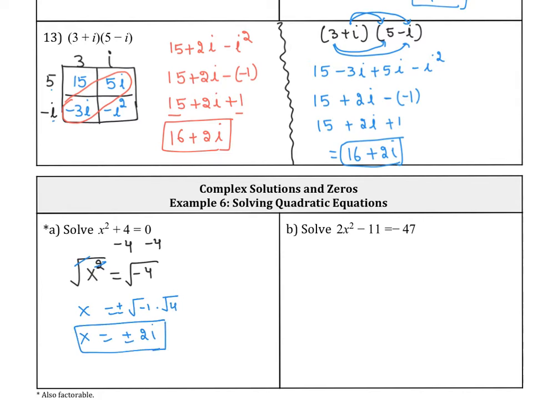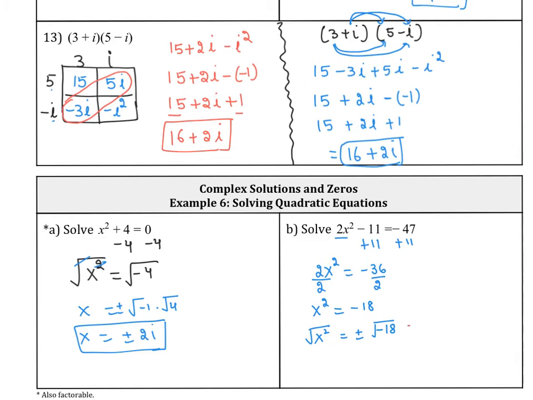For letter B, you're going to isolate the 2x squared term. So you're going to add 11 on both sides. So you're going to get 2x squared equals negative 36. Divide by 2 on both sides. x squared equals negative 18. Now you're going to take the square root on both sides. You get plus or minus square root of negative 18.